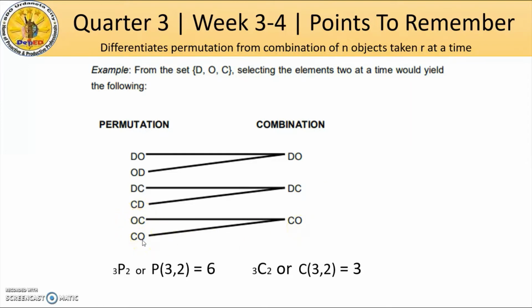So in symbols, we have 3P2 equals 6, or 3C2 equals 3. Now that we have differentiated permutation from combination, we may now proceed to the examples of your Activity 1.